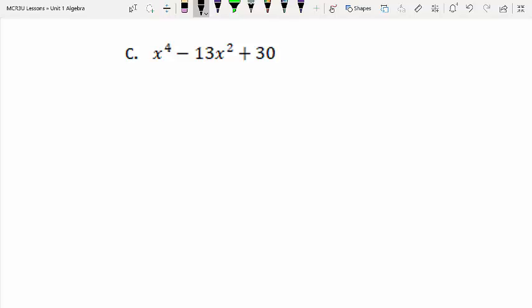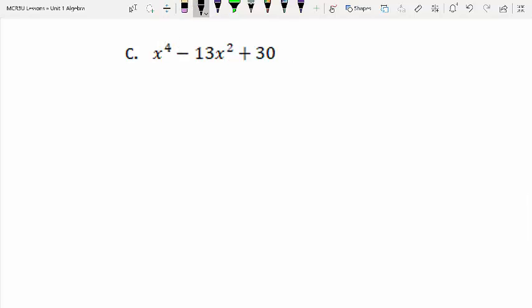Okay, let's look at part C. So the reason why I wanted to do this as a special case is because when you look at this, you might think, oh, I can't use the magic number decomposition method on this because it has an x to the 4, an x squared, and then no variable. And we're used to using decomposition on quadratics. Okay, but I'm here to show you that you can still use it on something like this.